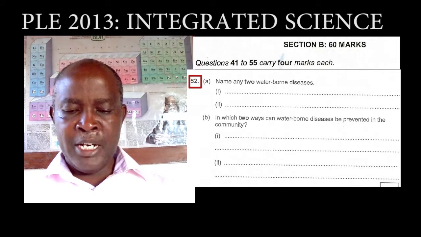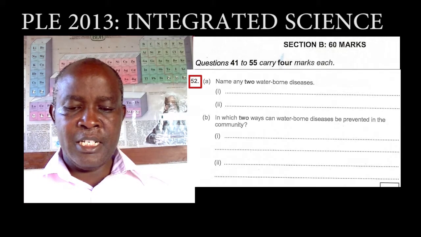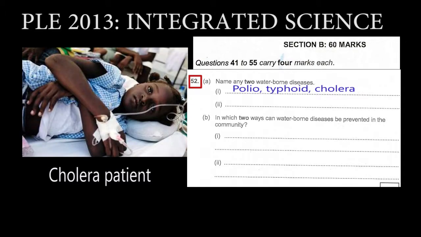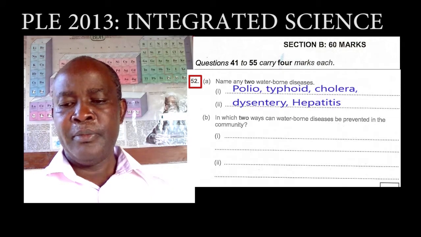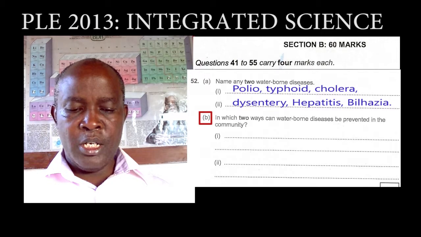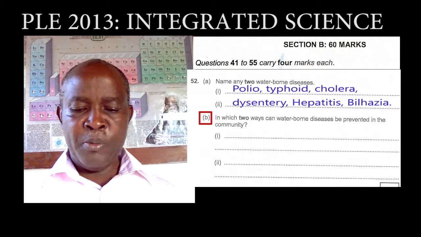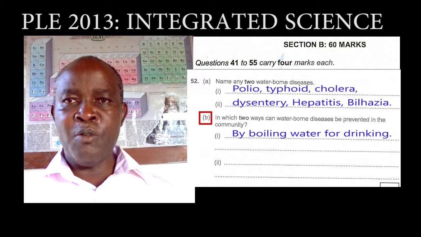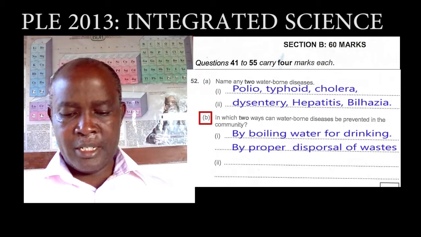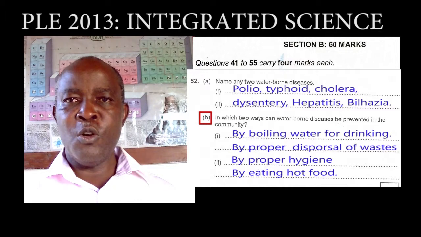52. Name any two waterborne diseases. Polio, typhoid, cholera, dysentery, hepatitis, and bilharzia. In which two ways can waterborne disease be prevented in the community? By boiling water for drinking, by proper disposal of wastes, by proper hygiene, by eating hot food.